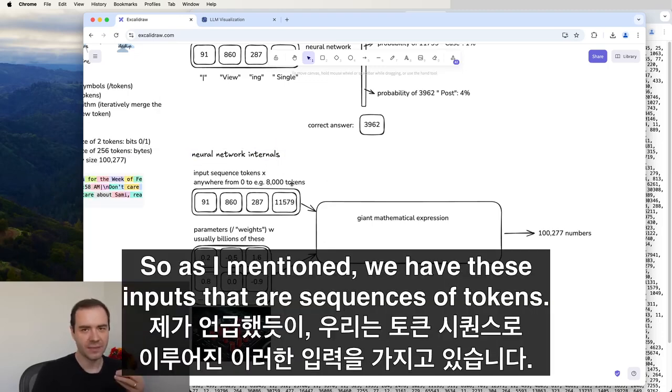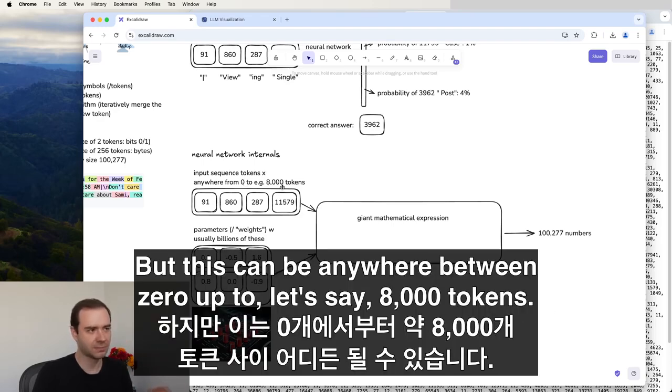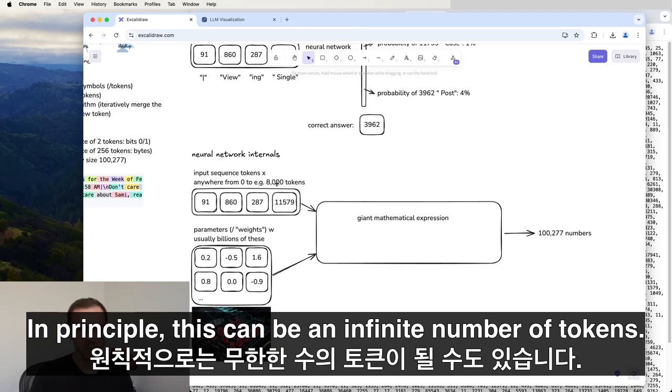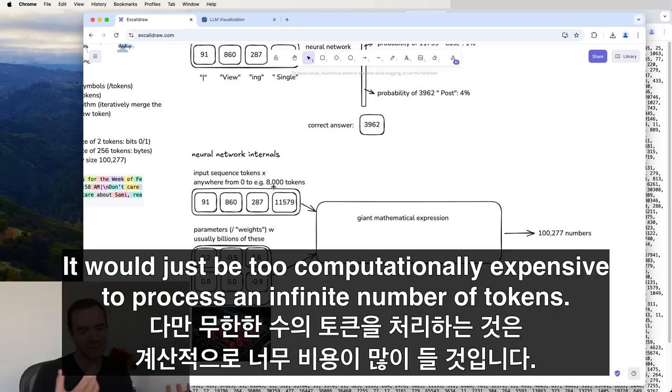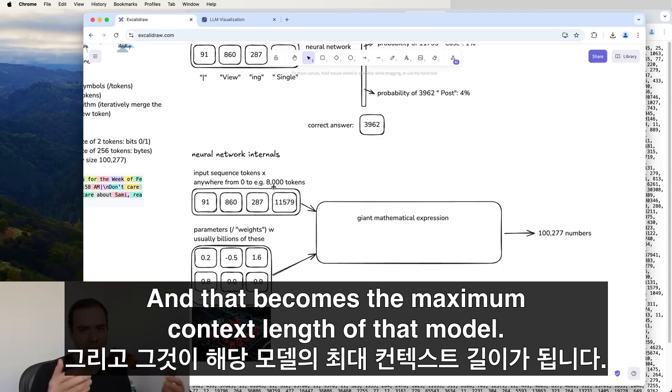As I mentioned, we have these inputs that are sequences of tokens. In this case, this is 4 input tokens, but this can be anywhere between 0 up to, let's say, 8,000 tokens. In principle, this can be an infinite number of tokens. It would just be too computationally expensive to process an infinite number of tokens. So we just crop it at a certain length, and that becomes the maximum context length of that model.